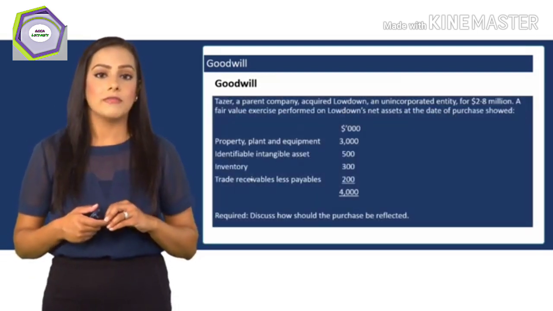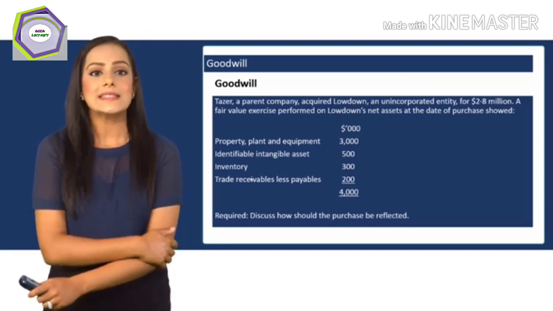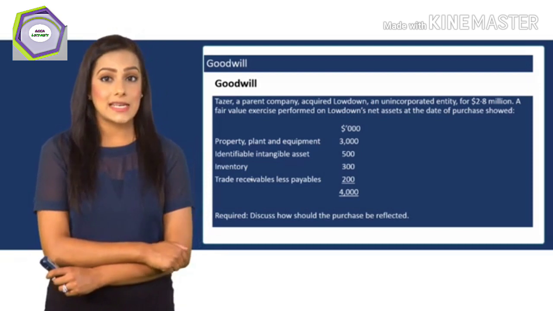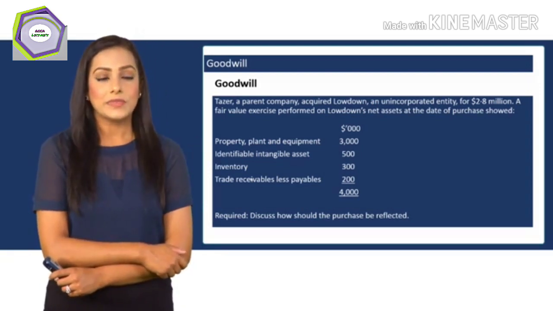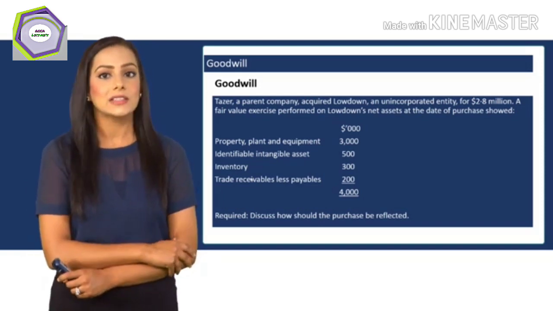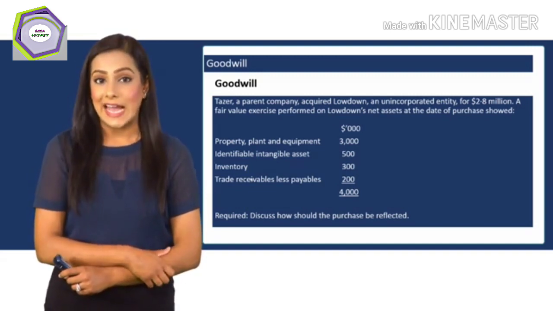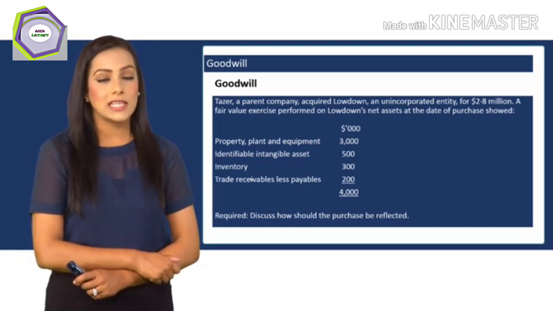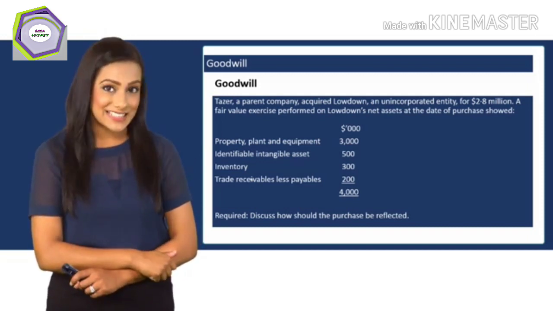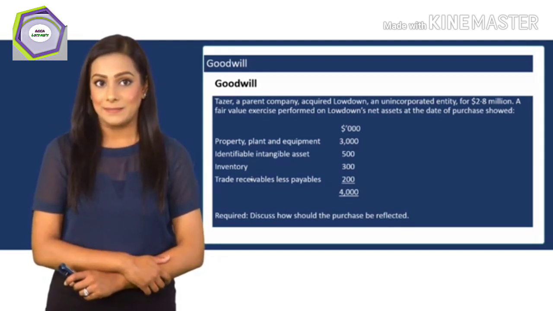Let's take a look at this very nice example to see goodwill in action. Taser, a parent company, acquired Lowdown, an unincorporated entity, for 2.8 million. A fair value exercise performed on Lowdown's net assets at the date of purchase showed that we've got Lowdown's PPE, intangible assets, inventory, trade receivables, less payables. So basically, this is Lowdown's net assets. Discuss how this purchase should be reflected.